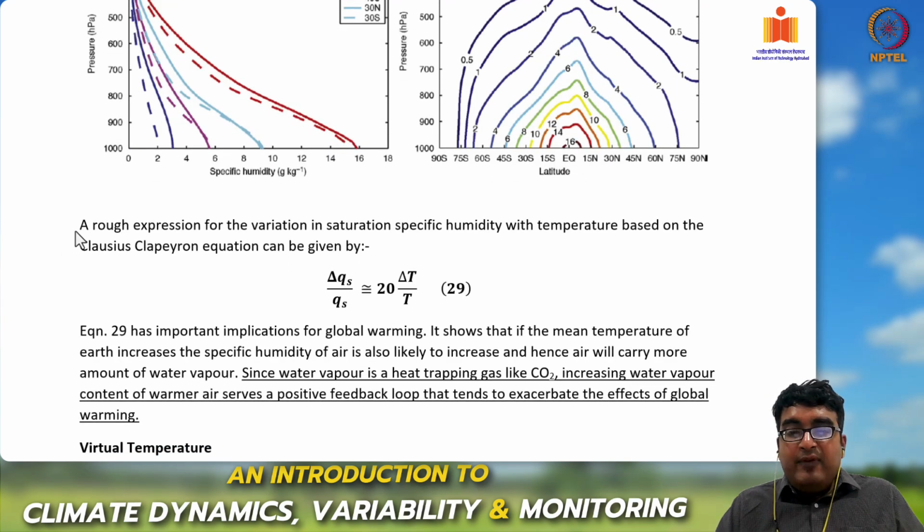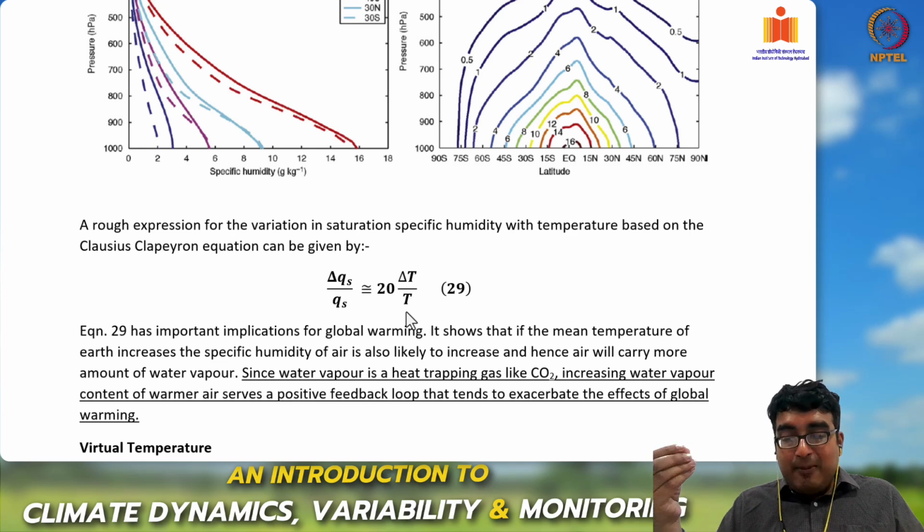Now, a rough expression for the variation of saturation humidity with temperature based on the Clausius-Clapeyron equation can be given. So this is the change in specific humidity, delta Qs, by the original saturation specific humidity Qs. This is almost equals to 20 times delta T by T. Okay. So the relative change in saturation specific humidity is 20 times the relative change in temperature. Okay.